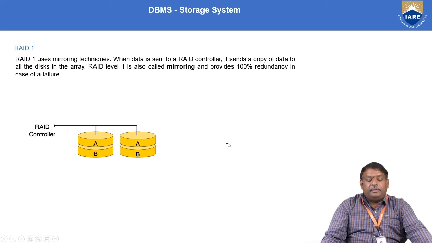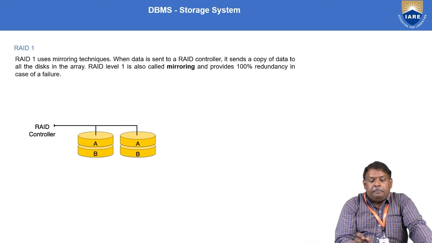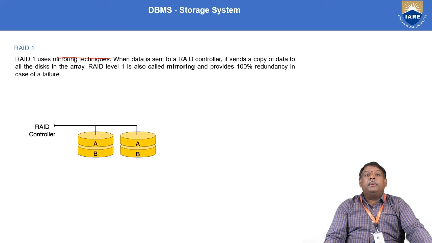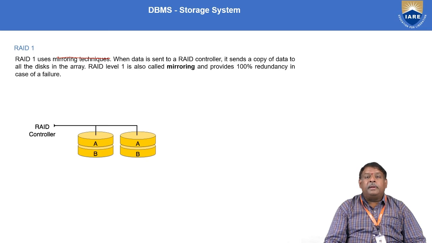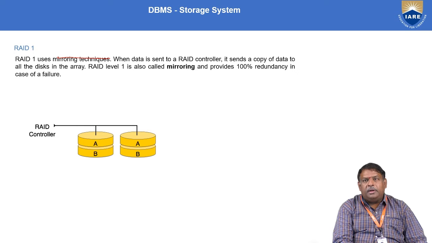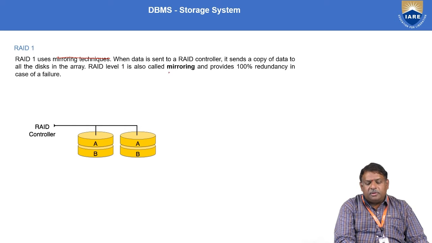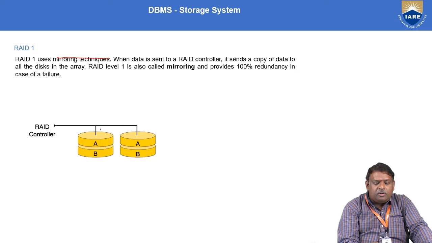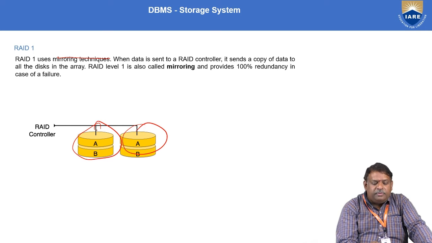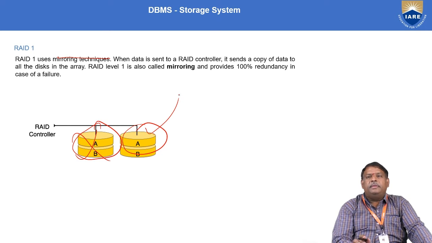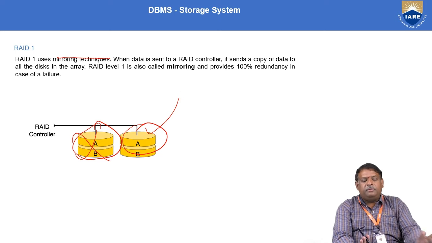RAID 1 uses the mirroring technique. When data is sent to the RAID controller, it sends a copy of the data to all the disks in the array. RAID level 1 is also called mirroring and provides 100% redundancy in case of failure. This is one copy, and this is another copy. When one fails, the data is automatically fetched from the other.